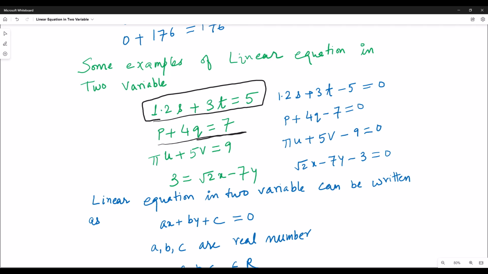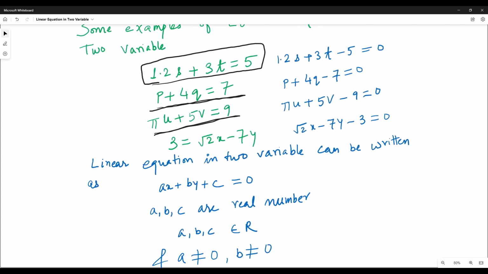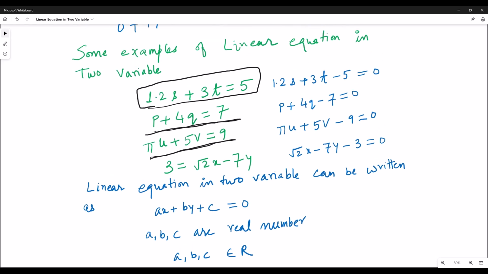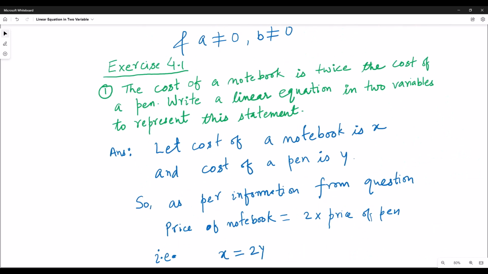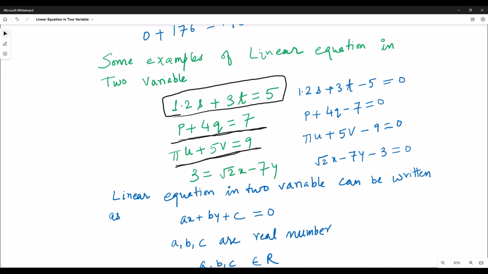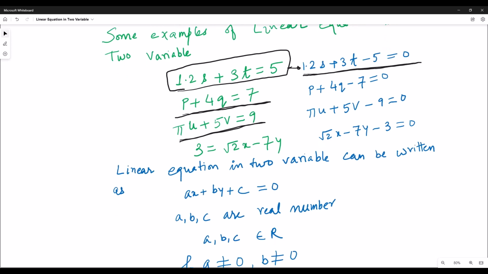Why is it a linear equation? Because its degree is 1. And why two variables? Because the variables are 2. So it is a linear equation in two variables. All these equations you can write in the standard form, like a polynomial. You can take minus 5 to this side and make it 0. So this and this are the same thing, just written in another form.